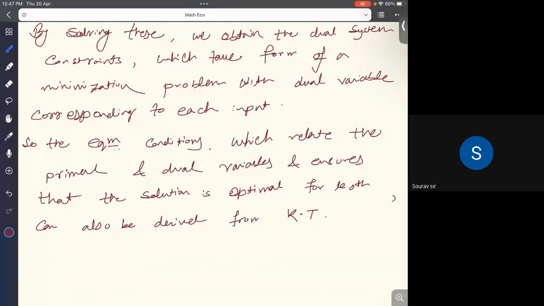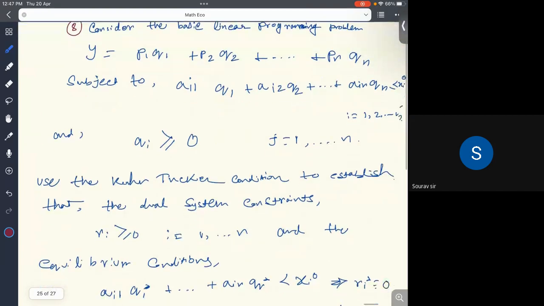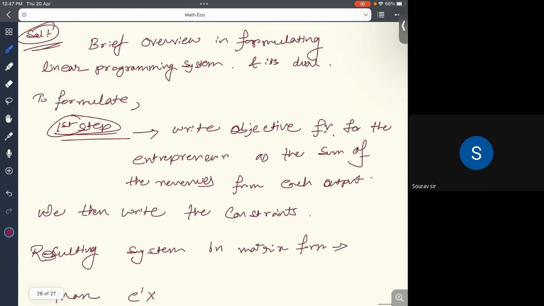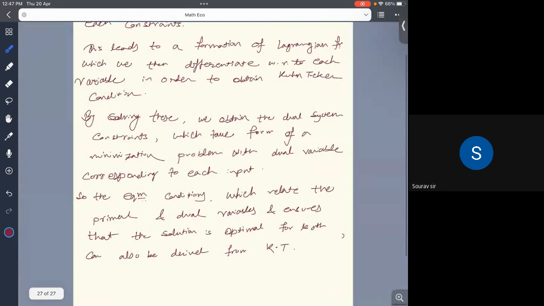So for the specific linear problem given here, that is equations 1, 2, 3 and 4, all these conditions, we can use the Kuhn-Tucker conditions to show that the dual system constraints and equilibrium conditions are satisfied. But the details of this proof would require more space than is available here. So I am just concluding this problem by describing the process, the steps. By applying those steps, you can solve this problem easily.